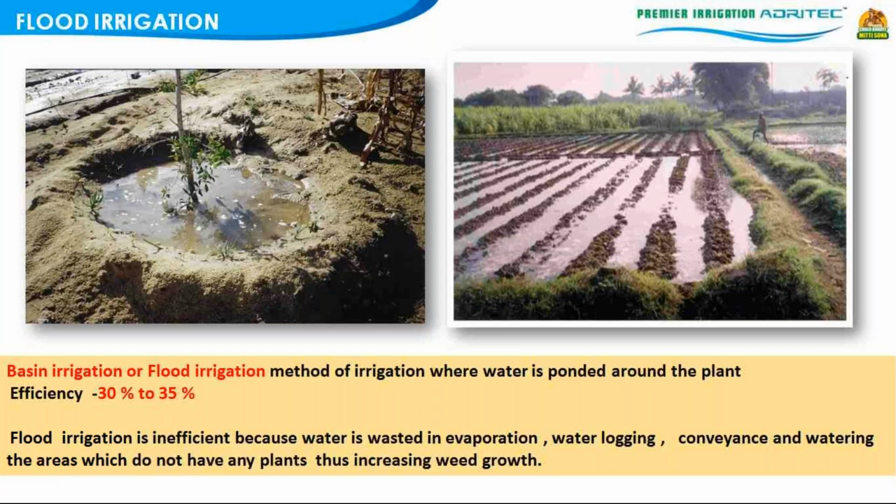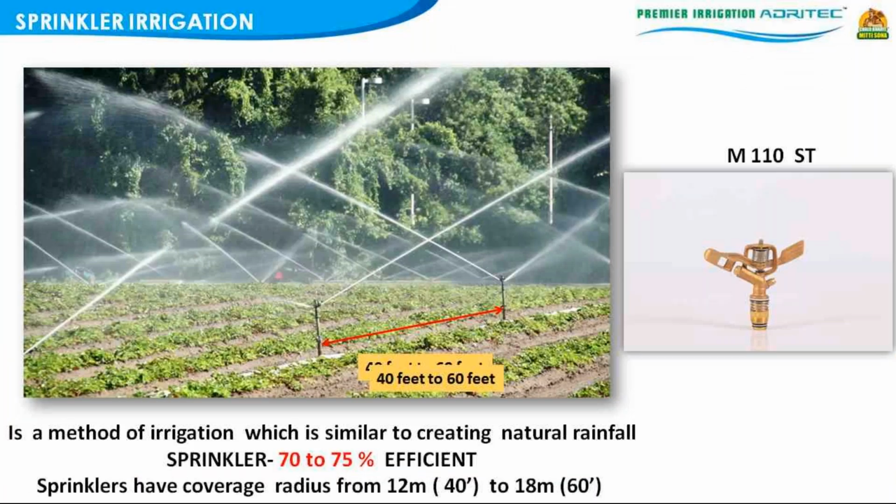And this also is going to add a lot of weed growth. So you will find that when you do flood irrigation, you are also giving water to the unwanted plants. Next is the sprinkler irrigation. So this is a very important method of irrigation which is popular the world over.